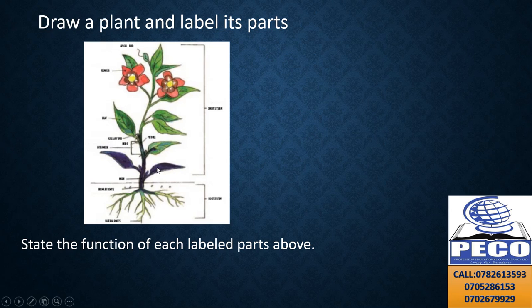The leaf manufactures food. You can see the color they have, green, to manufacture the food. They are also for gaseous exchange. They allow gases to enter and move out because of the stomata that are there. Last week I told you stomata is plural, and stoma is one.